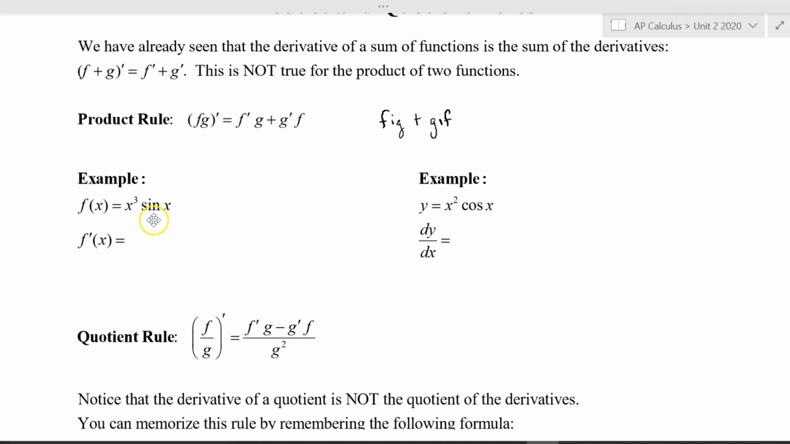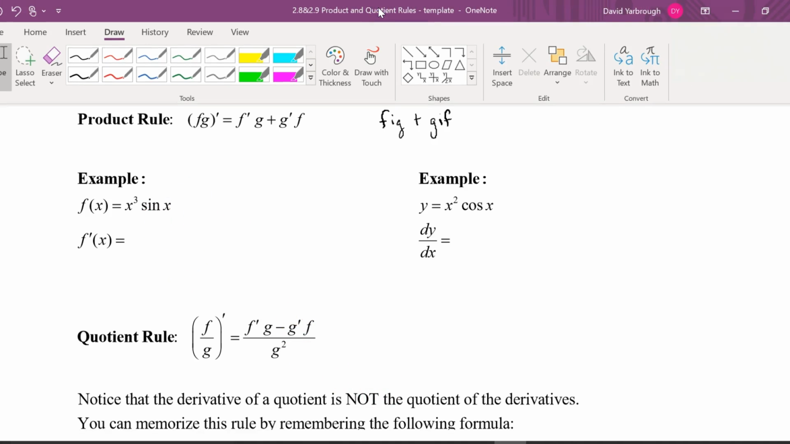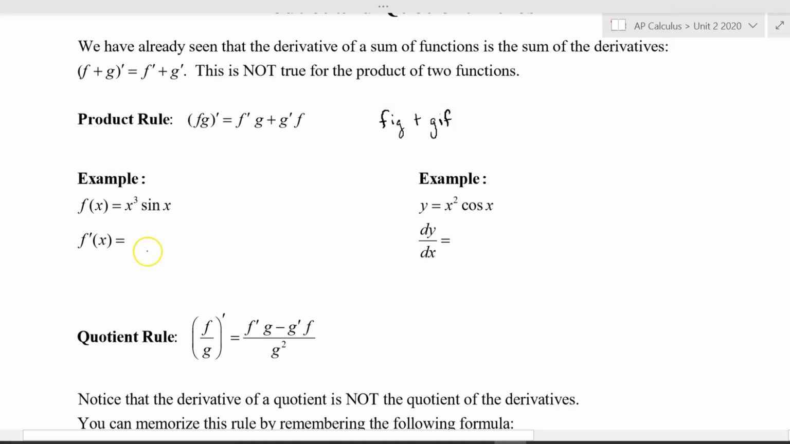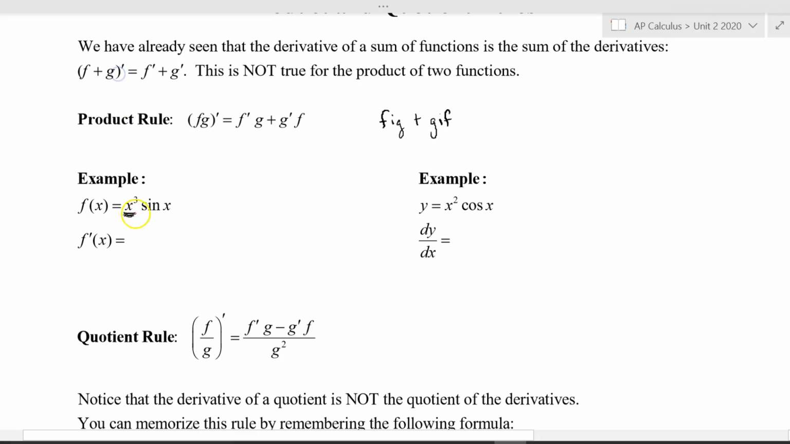The first example that we'll do is x to the third power times sine x. I'm going to underline the first thing that we're multiplying. This is called a factor, right? And then I'm also going to underline the second one. So I have two functions, f and g.